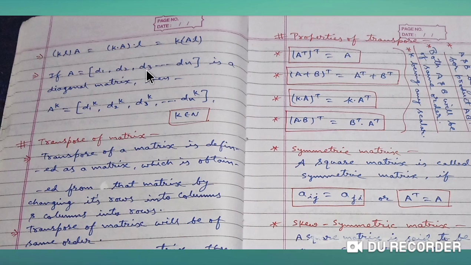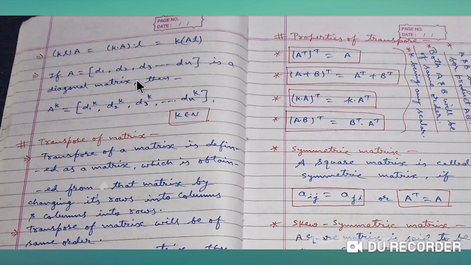Let's remember this thing: if we write A in this manner, d1, d2, d3, dn are not normal elements of a matrix. These d1, d2, d3, dn are the diagonal elements of the matrix. So if we write A like this, we have to remember that A is not a general matrix, A is a diagonal matrix, and d1, d2, d3, dn are just the diagonal elements.